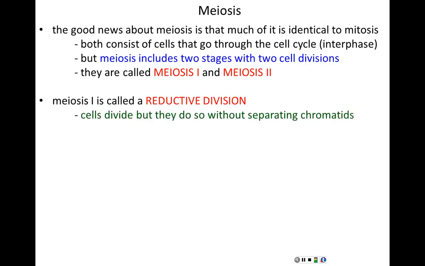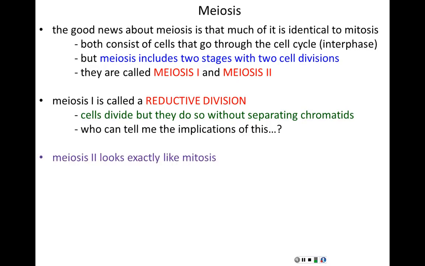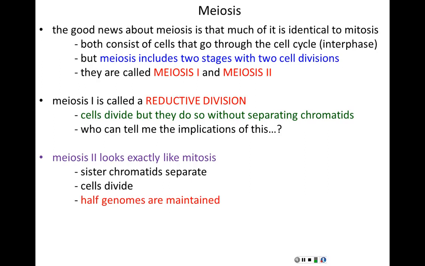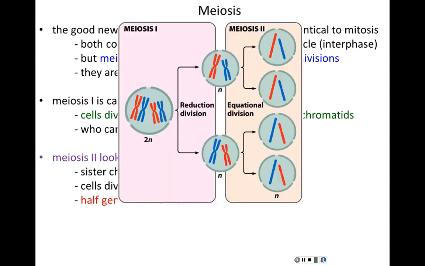When cells divide after meiosis I, they do so without separating their chromatids. This results in the number of chromosomes being halved. That's what we want: a cell with half the number of chromosomes. Meiosis II looks virtually identical to mitosis. You can have no problem with that at all. Sister chromatids separate. Those sister chromatids are pulled to opposite sides of cells. Cells divide. Half genomes are maintained because we achieve the half genome in meiosis I, and you've got yourself a finished product.